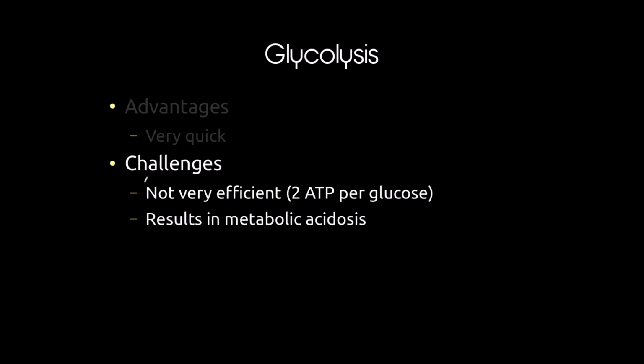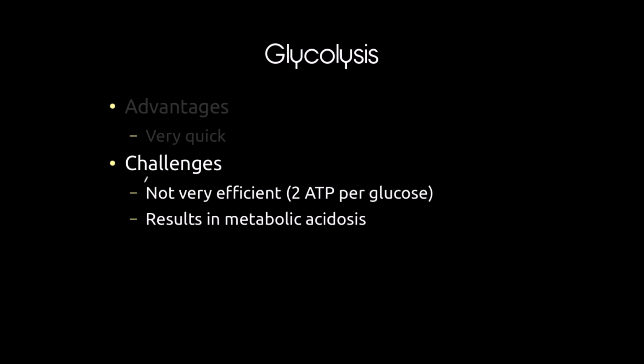However, there are some really big challenges to this as well. It's not very efficient. We're only getting 2 ATP per glucose, which means that whatever stores of glucose and glycogen we have in our muscles, we're going to end up running through those stores very quickly and not getting a lot of energy out of them. So this isn't necessarily ideal either. It's quick, but not very efficient.